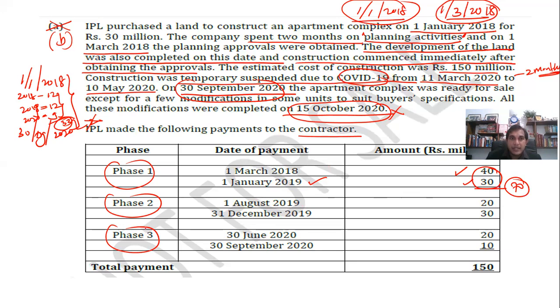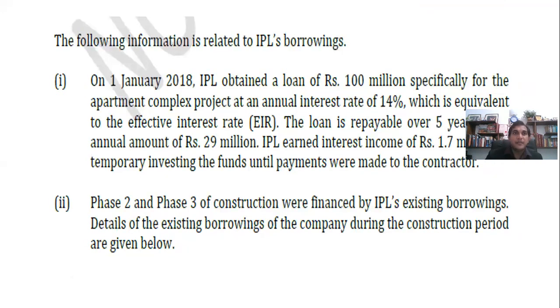The second phase and third phase, these are the days that company incurred those costs. Here 50 million, here another 30 million, altogether 150 million, right? Total payment, the expected cost, is 150 million. That's how the entity has spent that amount. Now we'll see how much the entity has obtained as a loan. The following information is related to IPL's borrowings. Now, this is important. So we are going to calculate the borrowing cost now.